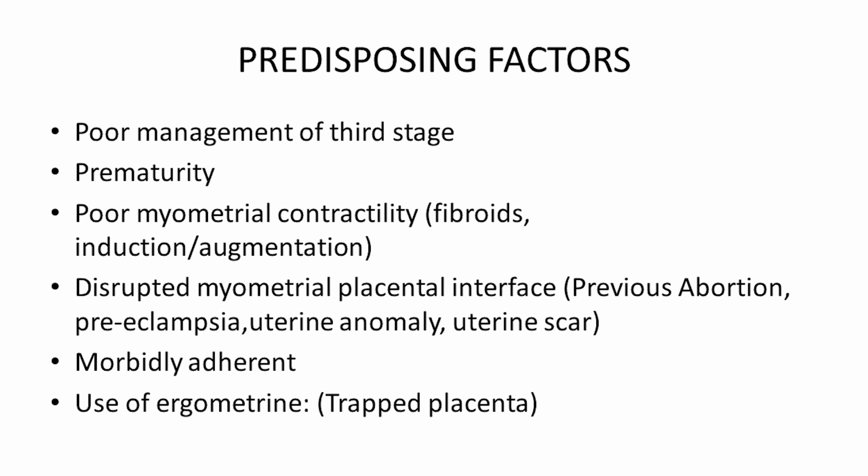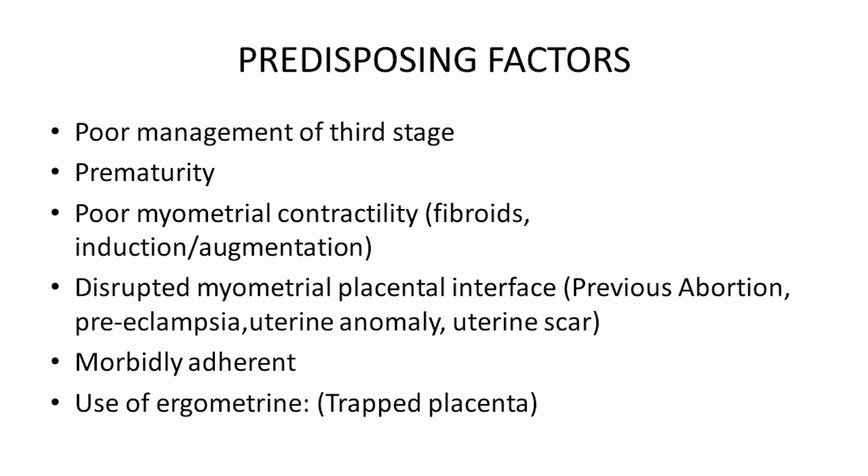This is because for preterm fetuses, if there is a premature or preterm delivery, the plane of cleavage between the placenta and the uterus is not well formed, and so it may be difficult to deliver the placenta. Poor myometrial contractility can also be a predisposing factor for retained placenta. So if there's a fibroid, or a need for induction or augmentation of labor, it means that the uterus may not contract properly, and there could be a risk of retained placenta.